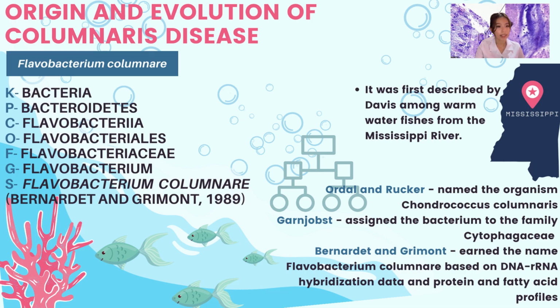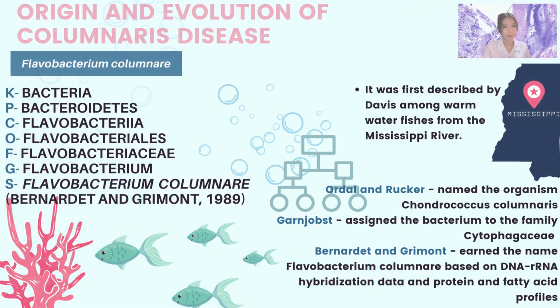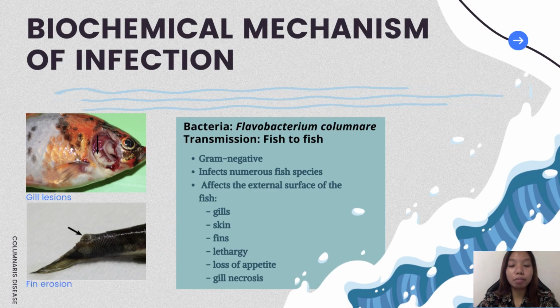In 1999, the F. columnare cluster was subdivided into three genomovars based on the differences in 16S rRNA sequence, RFLP, and DNA-DNA hybridization. Let us now move to the biochemical mechanism of infection.